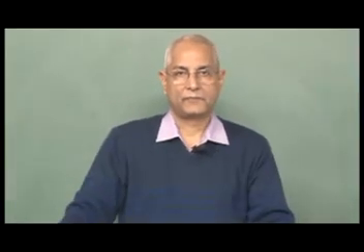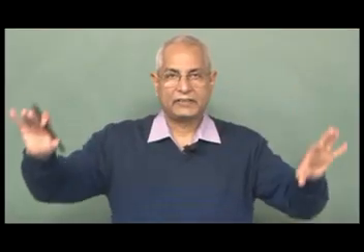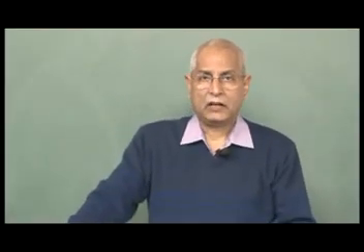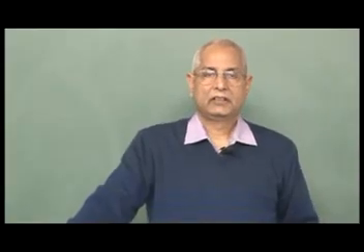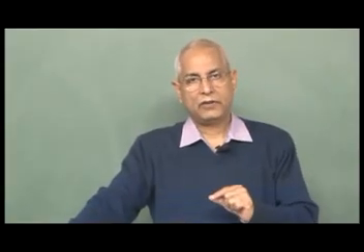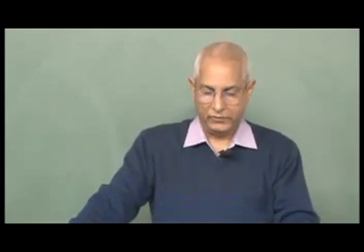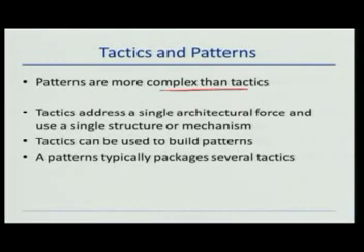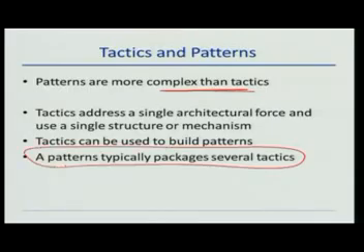So, tactics address a single architectural concern, they solve one aspect of it, and when you actually apply that tactic, you may get a side effect resulting in some other quality attribute requirement not being met. So, then you apply another tactic to compensate for the loss. So, you apply tactics one after another, a multiple set of tactics, and then you can build a pattern.